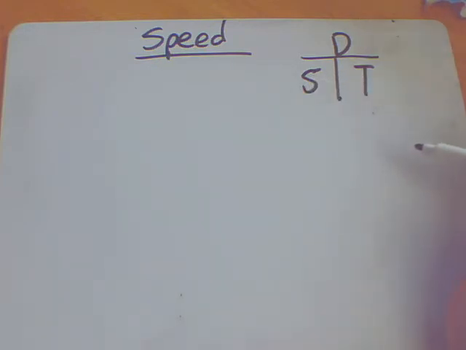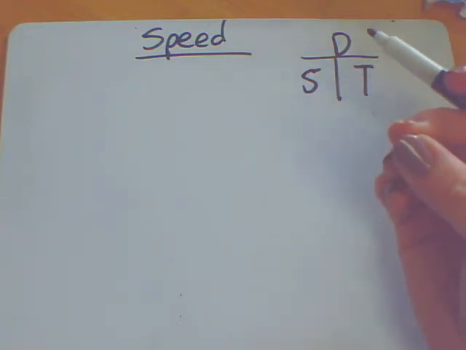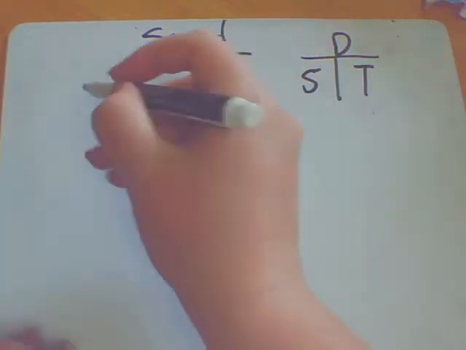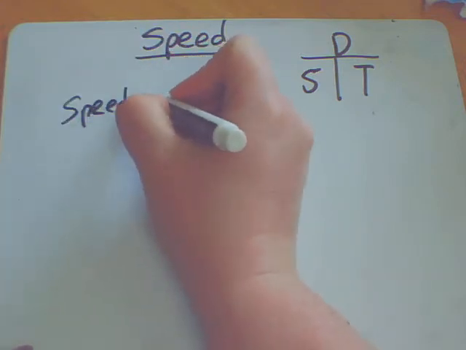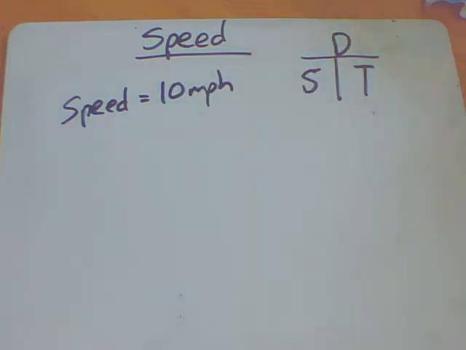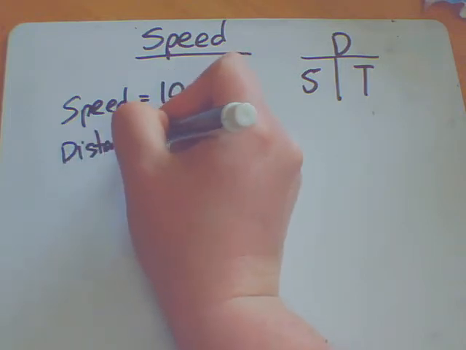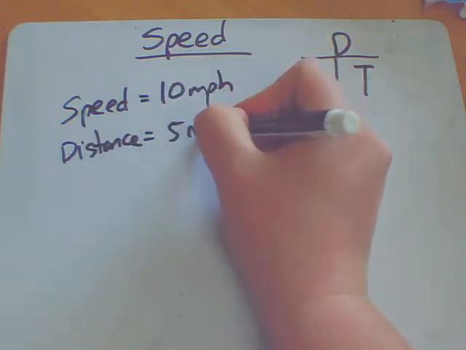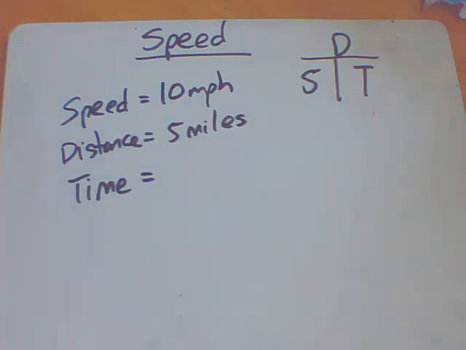What we're going to do is calculate just some basic speeds, distances and times. So let's say I have a car that has got a speed of 10 miles per hour, it's going very slow, and it's travelling a distance of 5 miles. I want to work out the time.